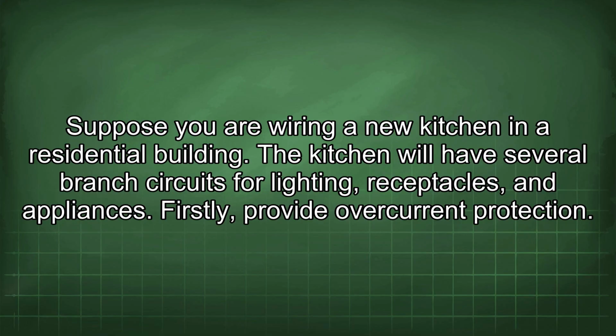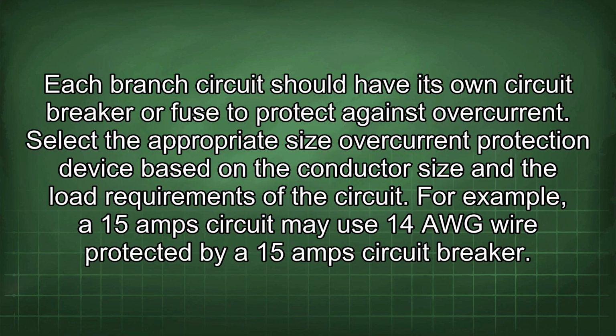The kitchen will have several branch circuits for lighting, receptacles, and appliances. Firstly, provide overcurrent protection. Each branch circuit should have its own circuit breaker or fuse to protect against overcurrent. Select the appropriate size overcurrent protection device based on the conductor size and the load requirements of the circuit. For example, a 15 amp circuit may use 14 AWG wire, protected by a 15 amp circuit breaker.